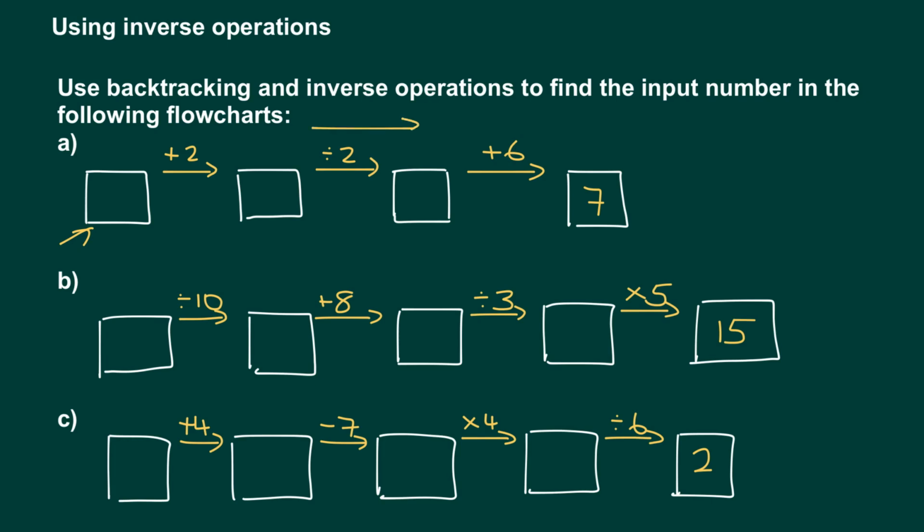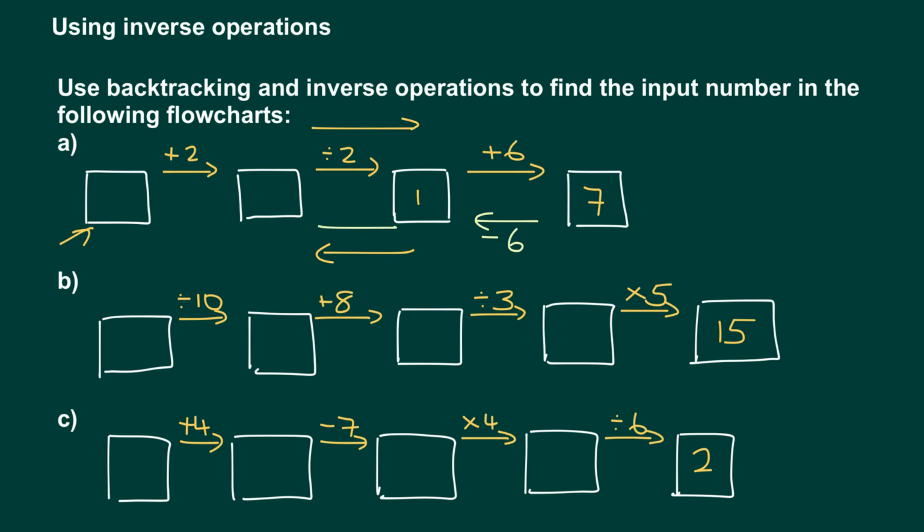In this case, we've been given the output number and we need to work our way to the left to find the original input number. So we have 7. We have to do the opposite of plus 6, and the opposite of plus is obviously minus, which gives us 7 minus 6 brings us back to 1.